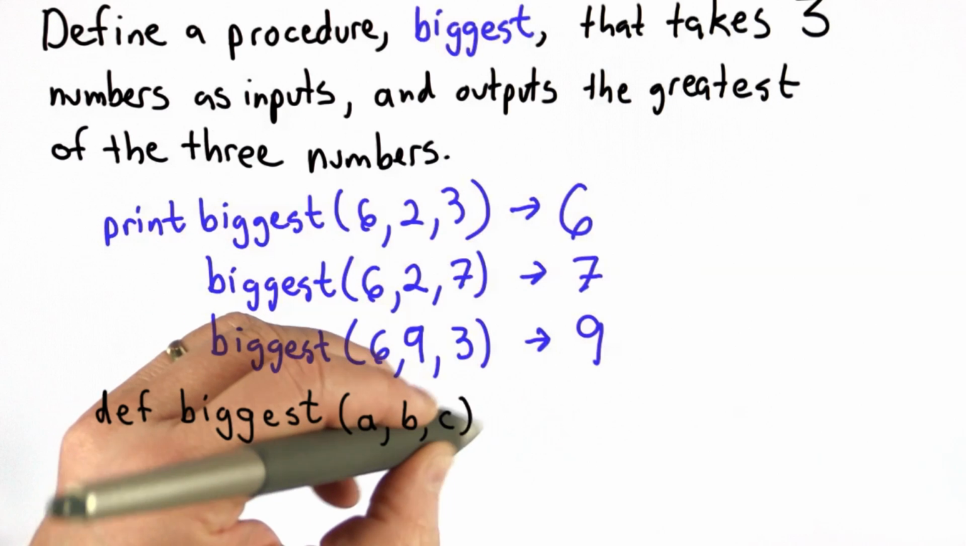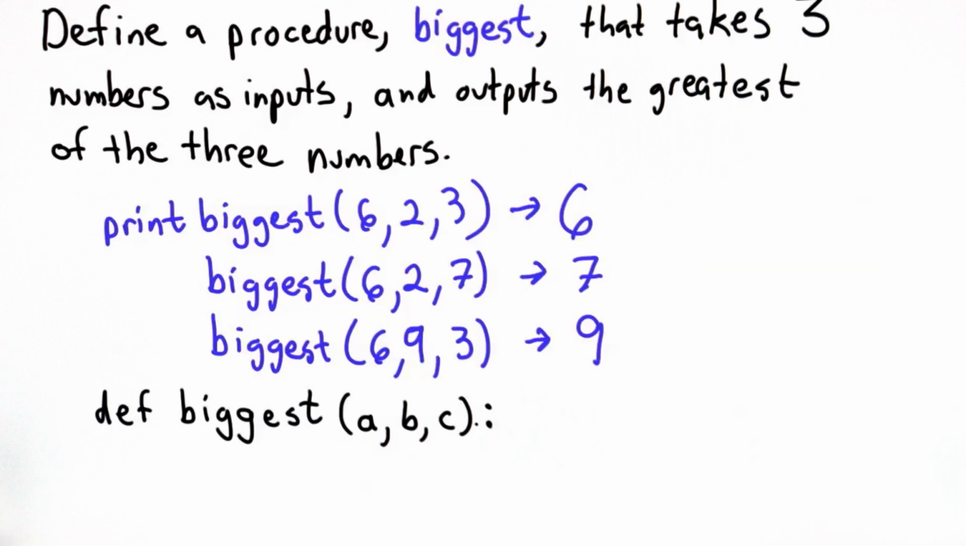So I'm going to call the three inputs A, B, and C. We can call them anything we want. And since they're not meaningful numbers, might as well just use the first three letters. So one way to solve it is to have a big complicated nested if statement. So we're going to have several comparisons.